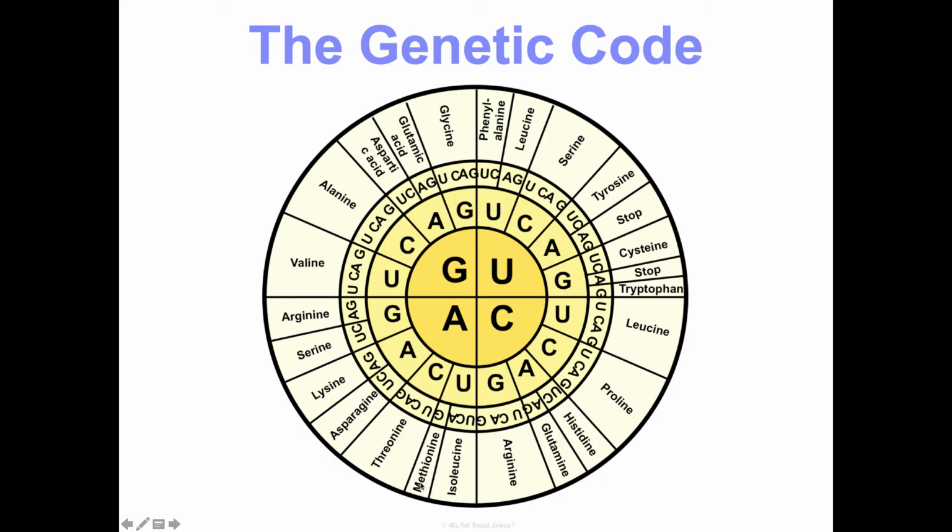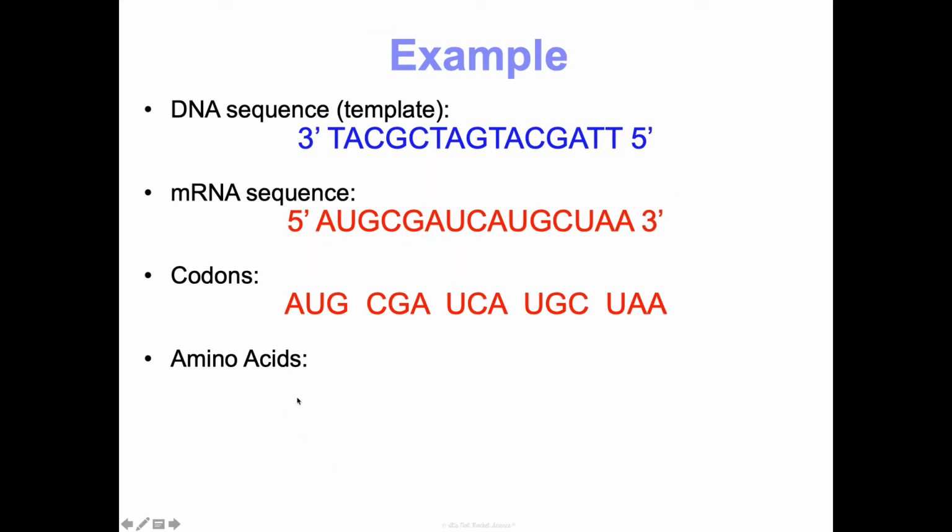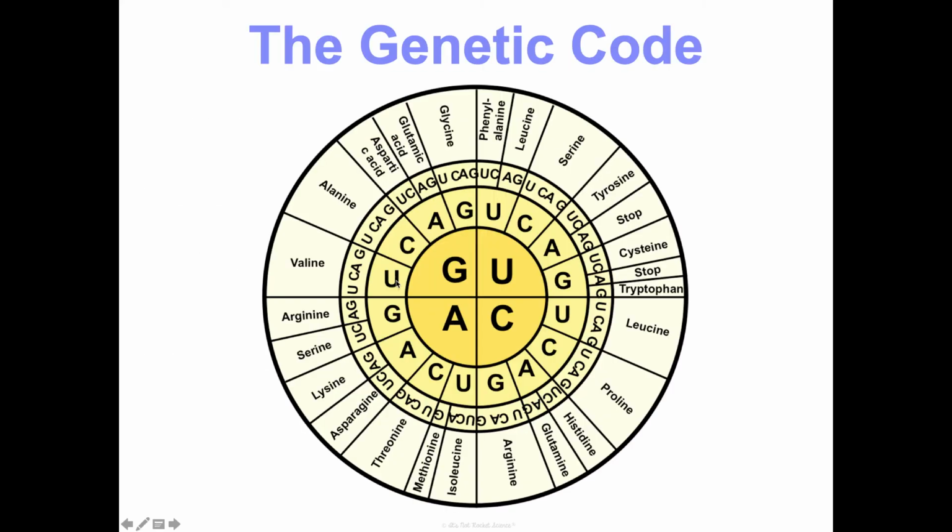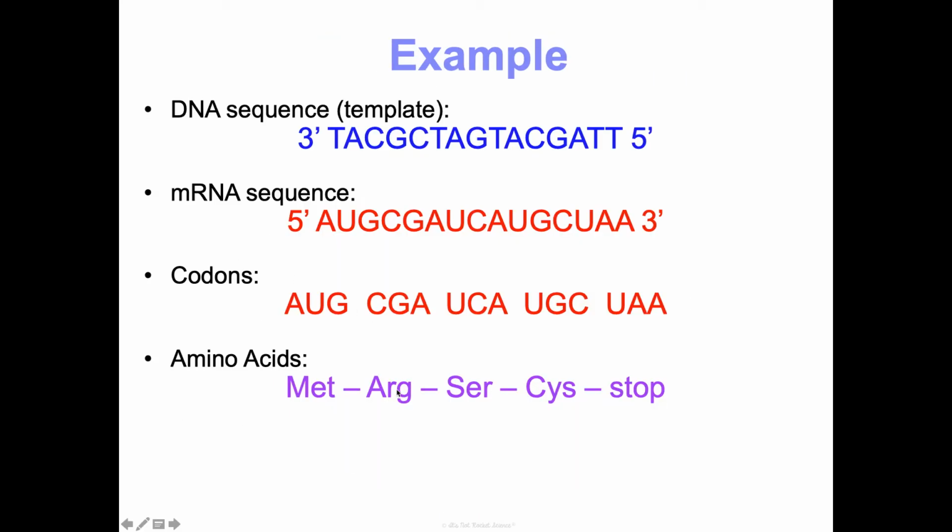That codes for methionine. And so when we go back to our example, that first amino acid is Met for methionine. All right, even though I have the full answer here, let's look up CGA. Start at the center, CGA. That codes for arginine, ARG. And you'll keep going until it literally codes for stop.